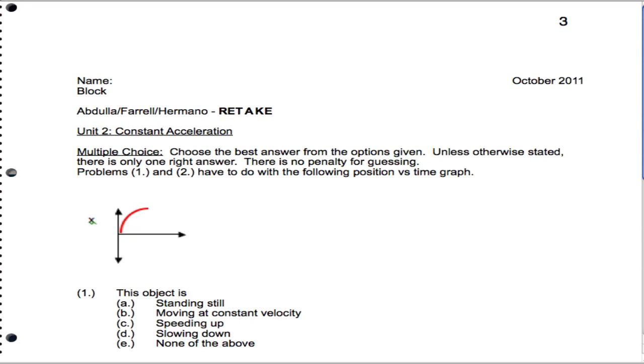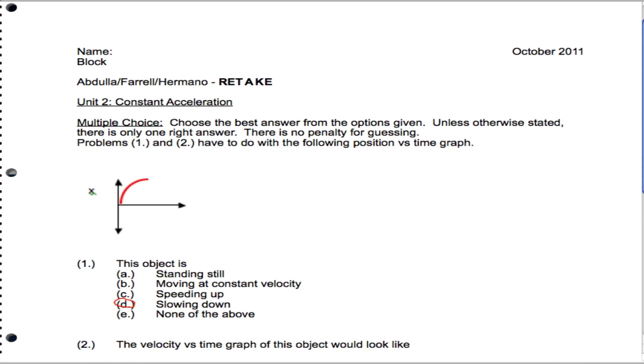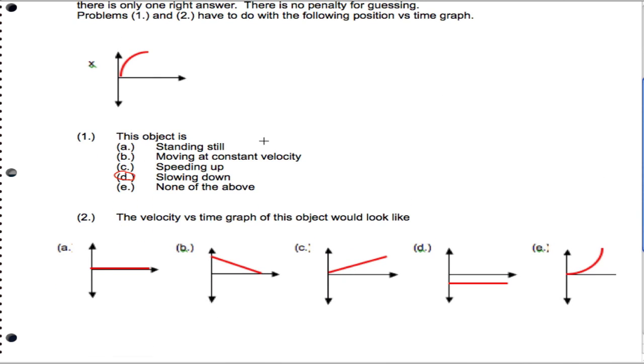In Exam 2 Retake, I'm going to use a lot of the information from Exam 2 solved in the previous section to guide my solutions here. For example, for question number 1, this object is going forward and it's slowing down. I know that because the slope of the curve is leveling off to a flat shape. So the velocity versus time graph of this object, I start off going fast and forward, and then I slow down to a stop. So choice B is the natural answer.